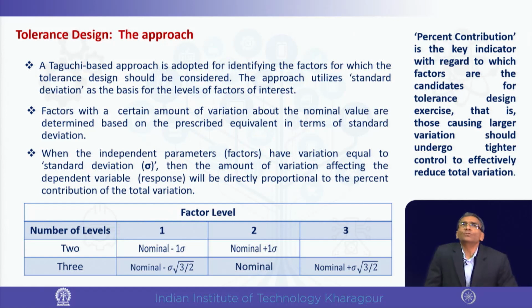Here, I would just give you a glimpse of the tolerance design. As I said, it is a Taguchi based approach, but it actually works on the principle of standard deviation, which we normally express as small sigma. Factors have a certain amount of variation about the nominal value, say a nominal value of a dimension in millimeter. So what is the range? It will have a span from minimum to maximum, as we know in a tolerance.